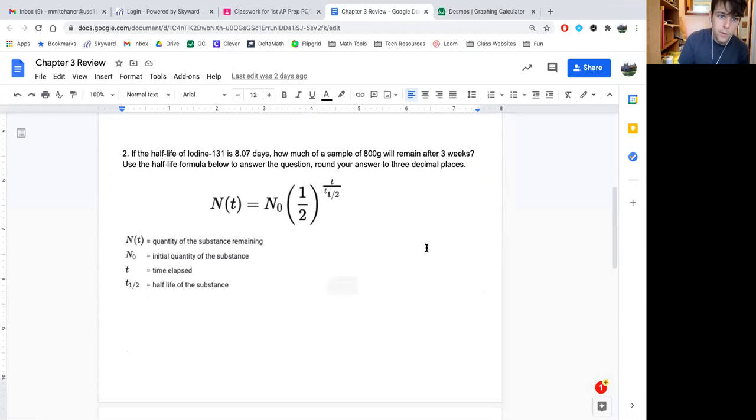All right, our next one, we have the half-life of iodine-131 is 8.07 days. It's probably important. We'll use that here. How much of a sample of 800 grams will remain after 3 weeks?